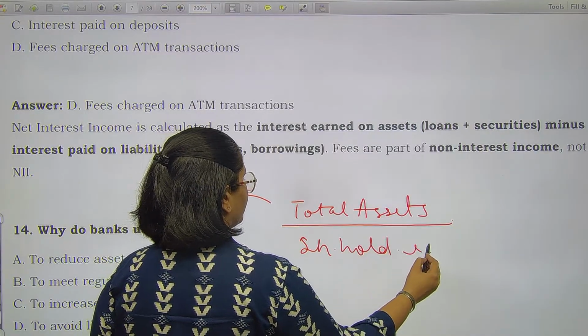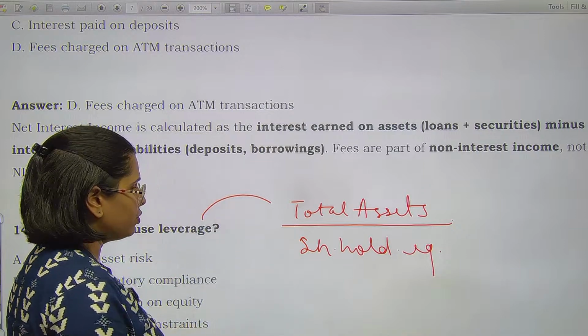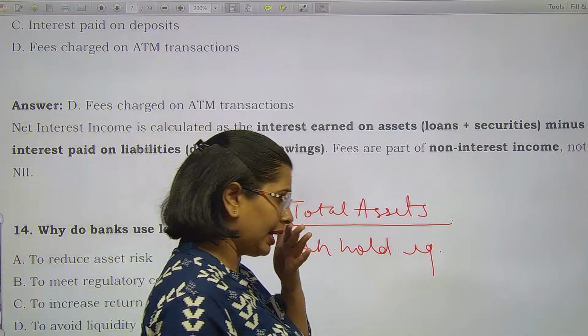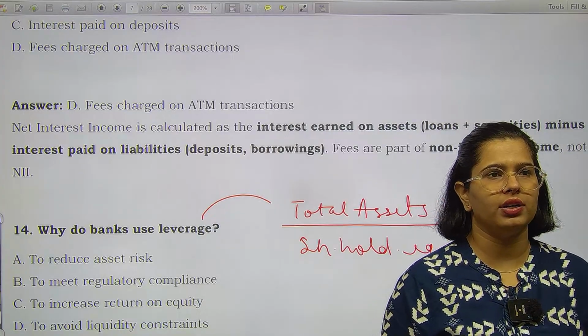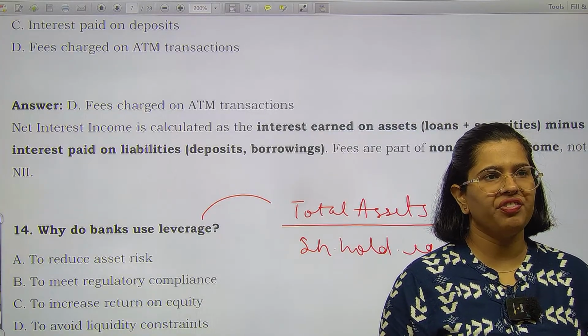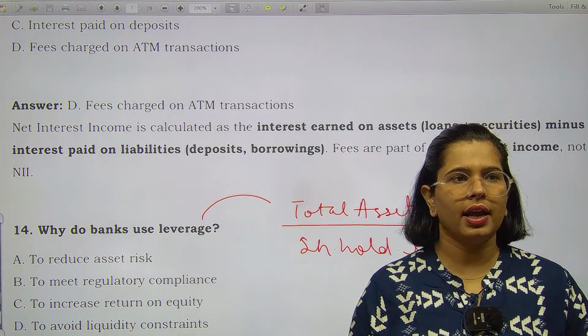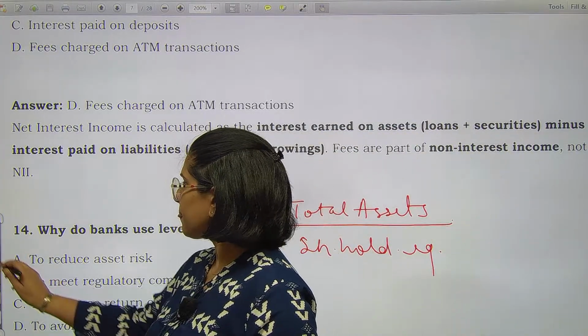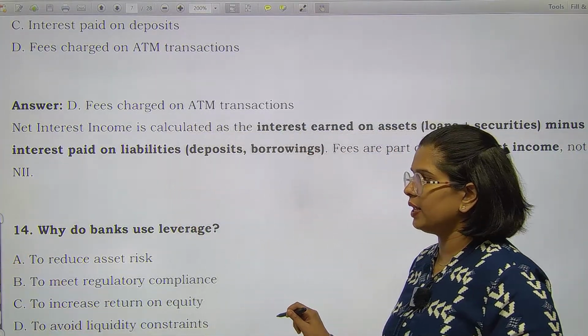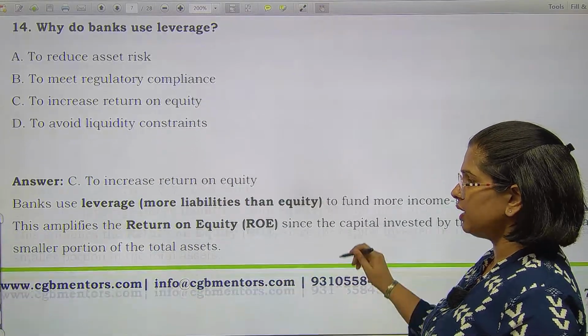That's the formula. Basically, what I'm trying to do, by using the debt capital, I'm trying to provide the benefit to the equity shareholders. मैं equity shareholders को benefit देना चाहती हूँ, right? So this is why banks use leverage. To increase the return on equity, this is the purpose why banks are using leverage.